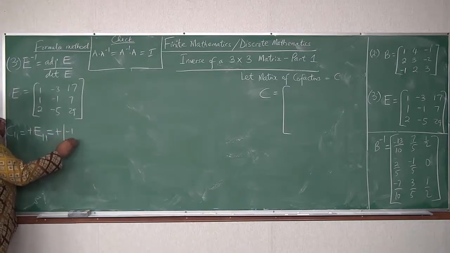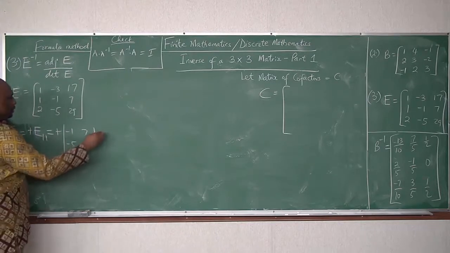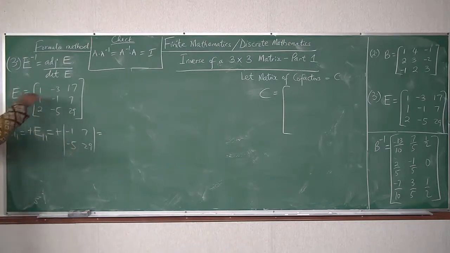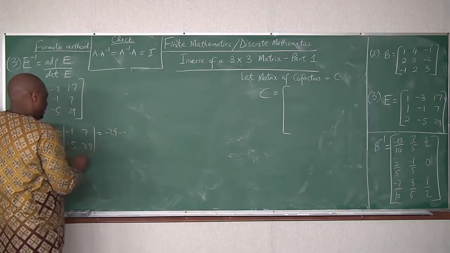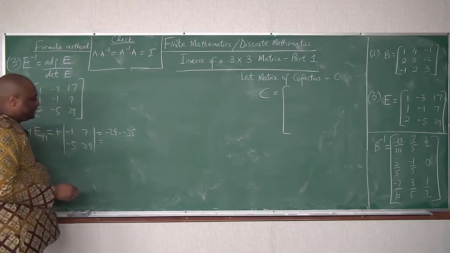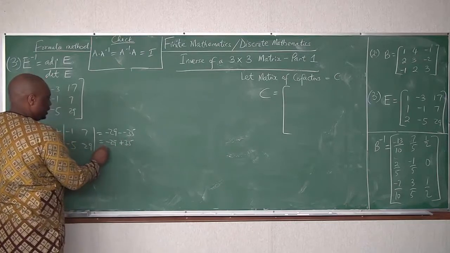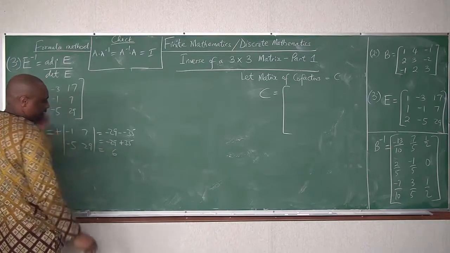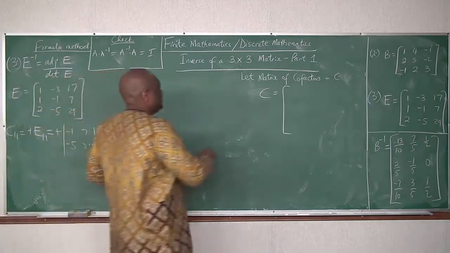That will be negative 1, negative 5, 7, 29. And that will be what? Negative 1, negative 5, 7, 29. So this is negative 29 minus minus 35, right? Which is negative 29 plus 35. And that is 6. So this is 6.